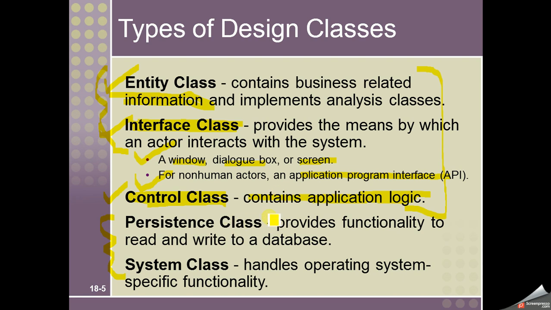But we have two extra classes, optional classes, that can be used to make the system more reusable. Okay, the classes can be made more reusable if we use these two classes. First is persistence class. It provides functionality to read and write to the database. So we can put this functionality inside the entity class as well. We can put this functionality in the entity class to read and write the information to the database.